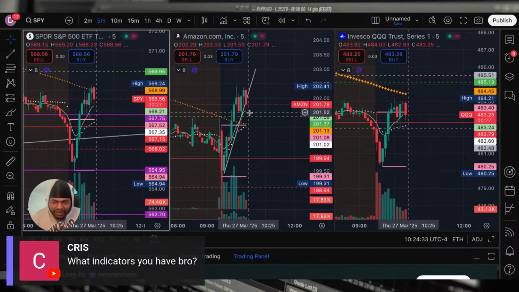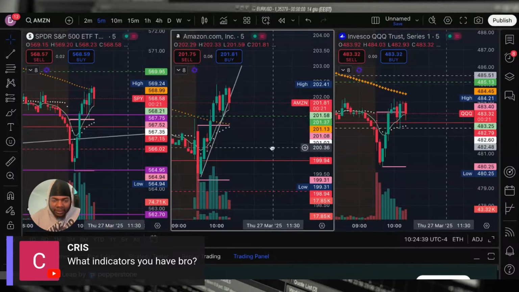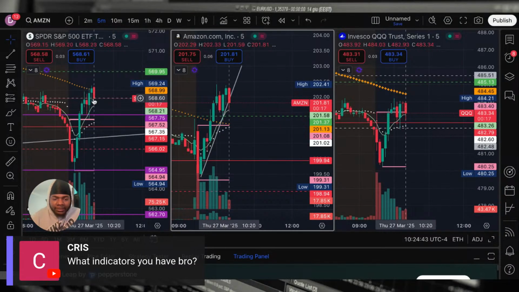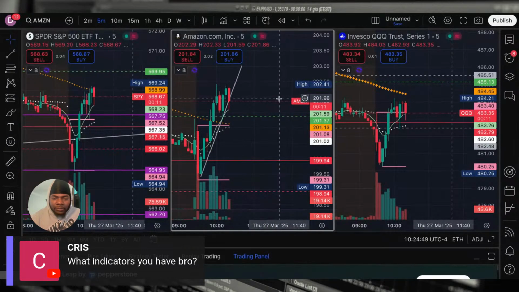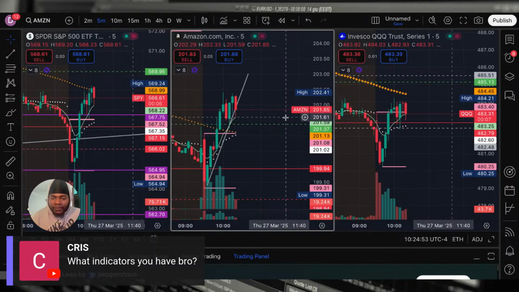Stop loss is this 9 EMA. So where we just bounced from right here, if we can't hold that, if we break back under, I will exit. But hopefully SPY can get back up here towards this 200 moving average, and we'll see Amazon go. Hopefully can get up there though.